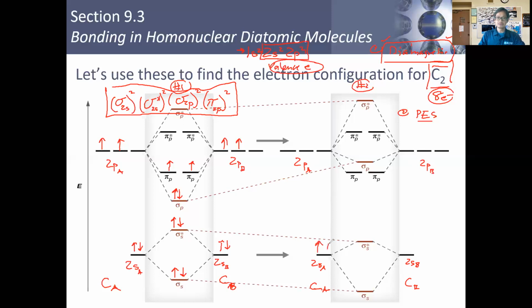We have 2 here for each one of these atoms, and you have 2 electrons here. These are the atomic electrons from the atom. So they come together, and they're going to fill in the lowest energy molecular orbital first. Then they're going to continue to fill up.